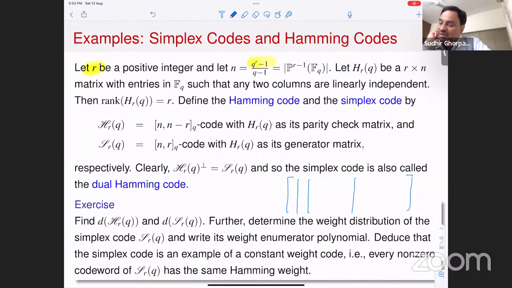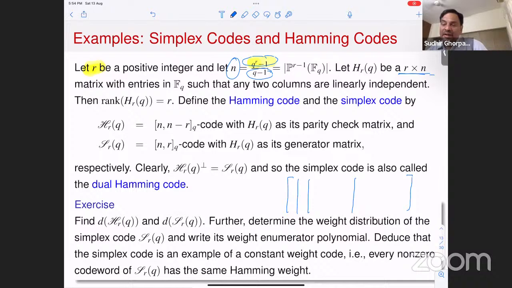Okay, so I write all the distinct r-tuples which are not proportional to each other, which are not multiples of each other. Put it another way, I write an r cross n matrix. So how many such will be there? I have q to the power r minus 1 non-zero tuples. I have to ignore all the q minus 1 non-zero multiples of that, so I just divide that by q minus 1. These many distinct such r-tuples I'll have, and that number I have called n here.